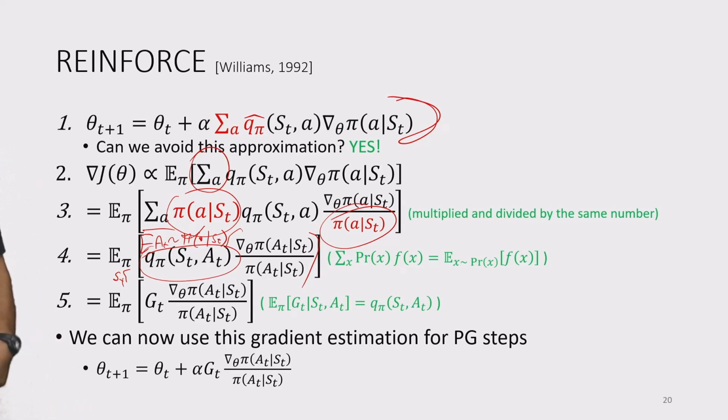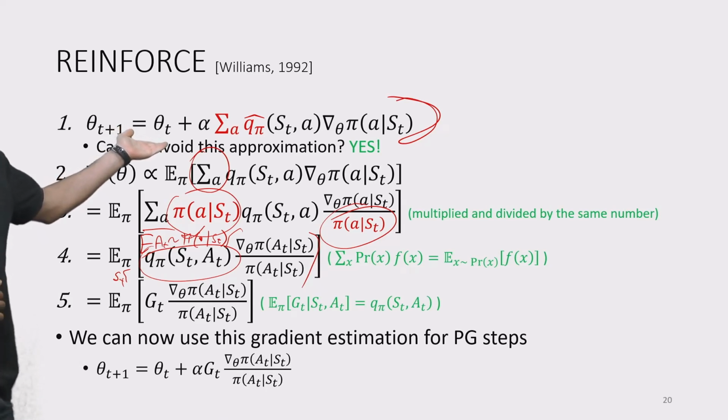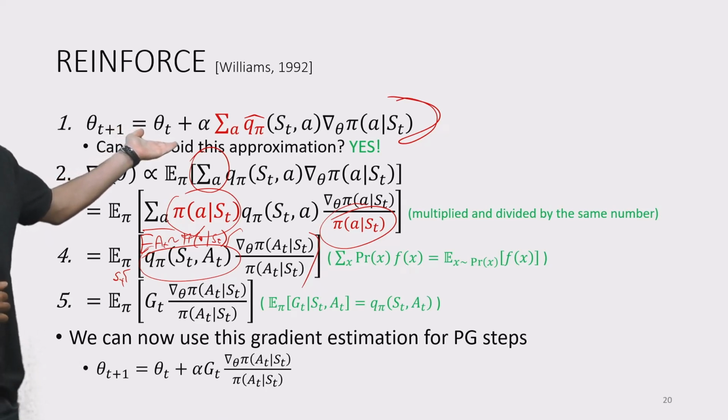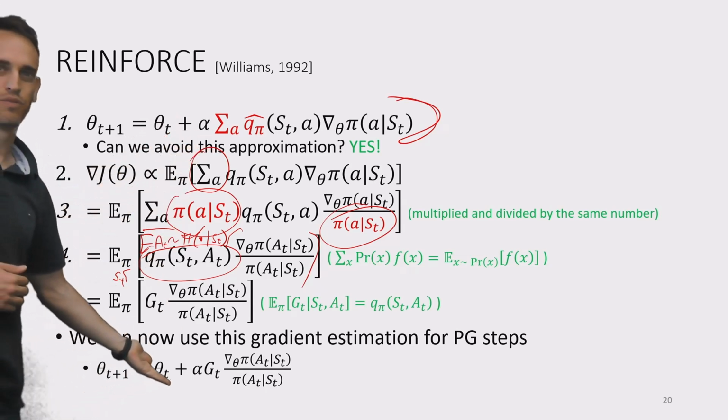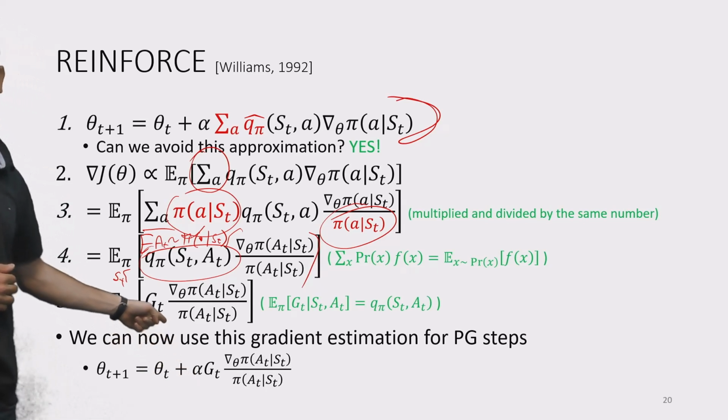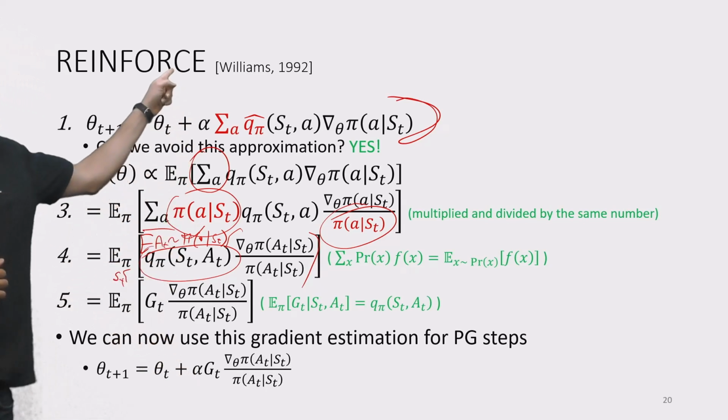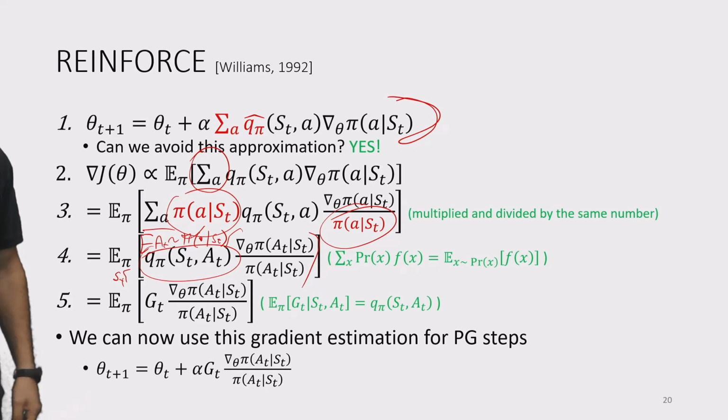And indeed, we can just use this gradient estimation and plug it into our policy gradient steps. So it's not gradient descent, it's stochastic gradient ascent in this case, right? And indeed, this is the full update rule that is used in the REINFORCE algorithm.